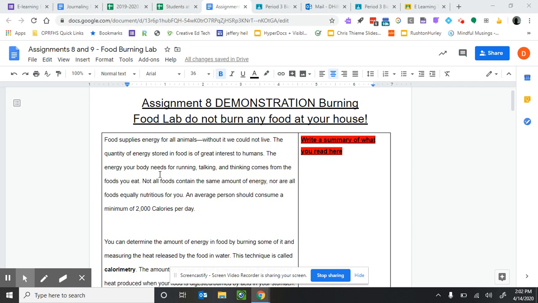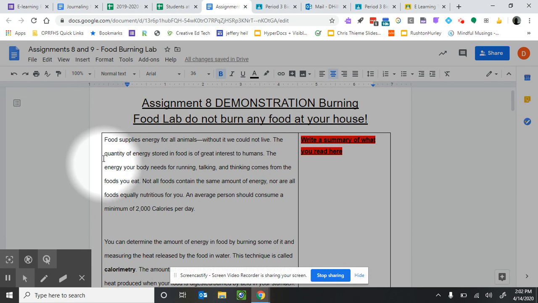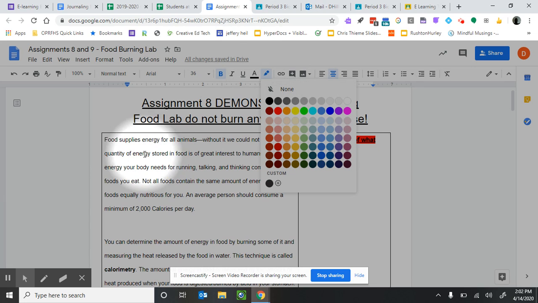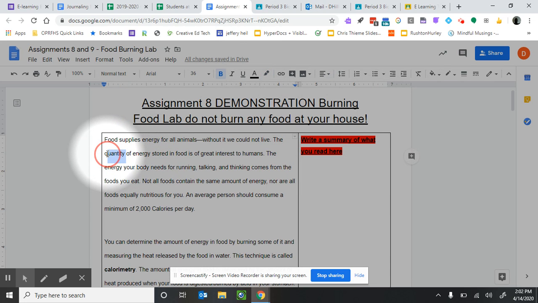Here we go. Food supplies energy for all animals. Without it, we could not live. The quantity of energy stored in food is of great interest to humans. That word quantity, that's kind of a weird word. So I'm going to highlight that. Quantity.